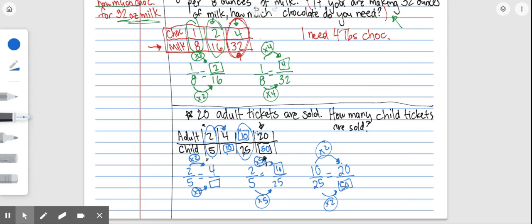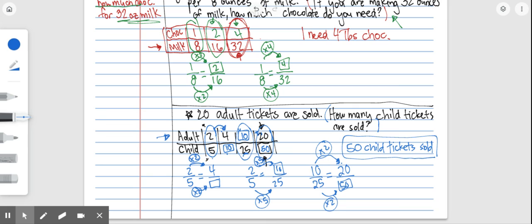But wait, I'm not done. I still haven't answered this question. How many child tickets are sold? So this is saying if I have 20 adult tickets sold, how many child tickets are sold? So I'm going to start by looking at the adult tickets. And I want to find where I sold 20. Well, right here it says I sold 20 adult tickets. So then I look at its relationship with the other number, and it says 50 child tickets are sold. So 50 child tickets sold. And this is my answer.